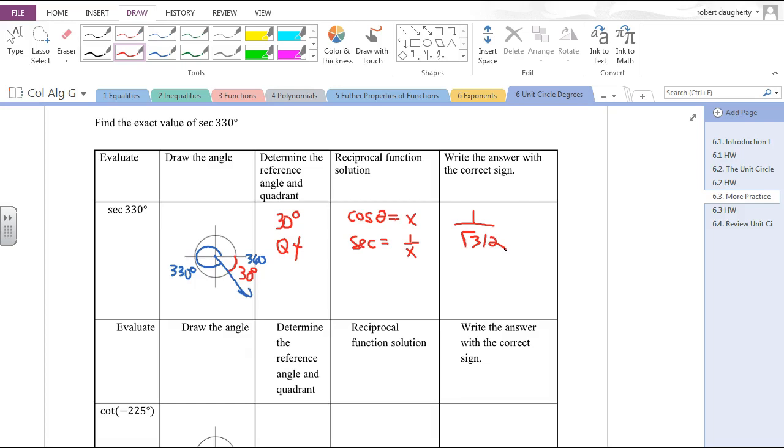So 1 over the square root of 3 over 2. When you divide by a fraction, that's the same as multiplying by its reciprocal. What is this answer? We're going to go with 2 over the square root of 3.